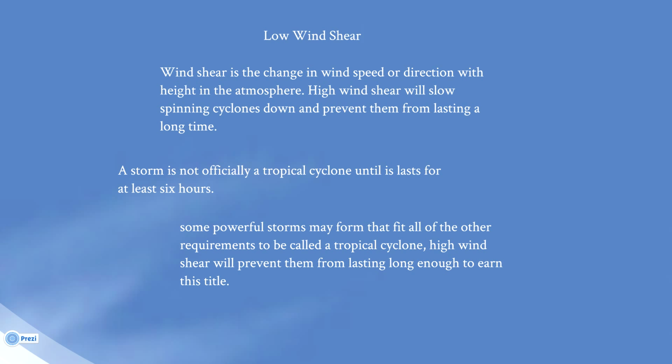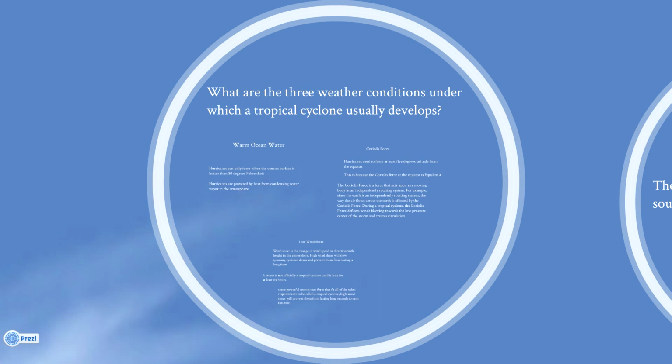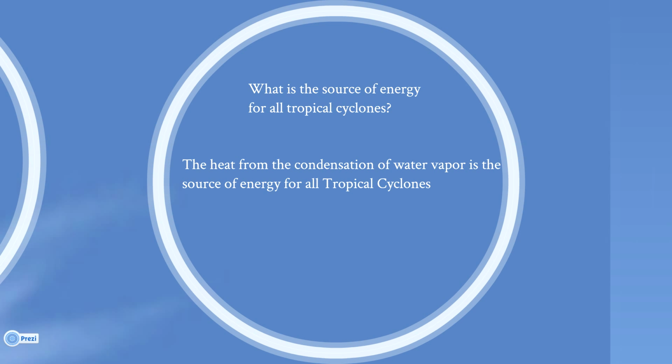Wind shear is the change in direction or speed in wind with height in the atmosphere. High wind shear will slow a cyclone down before it becomes a hurricane. This means that it needs low wind shear to survive 6 hours and become a hurricane. Hurricanes get their power from the heat created by the condensation of water vapor in the atmosphere.